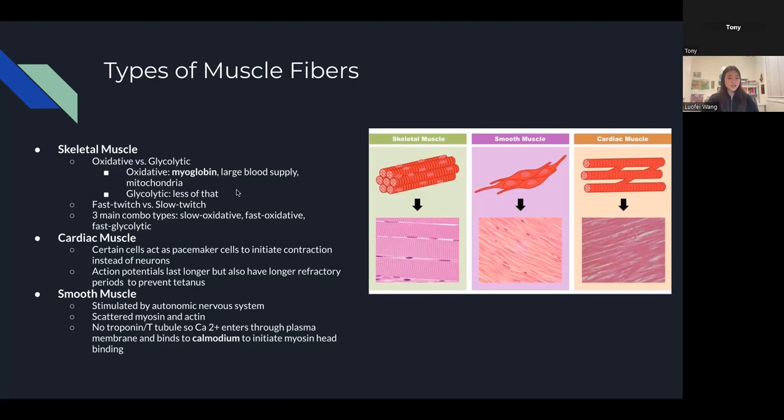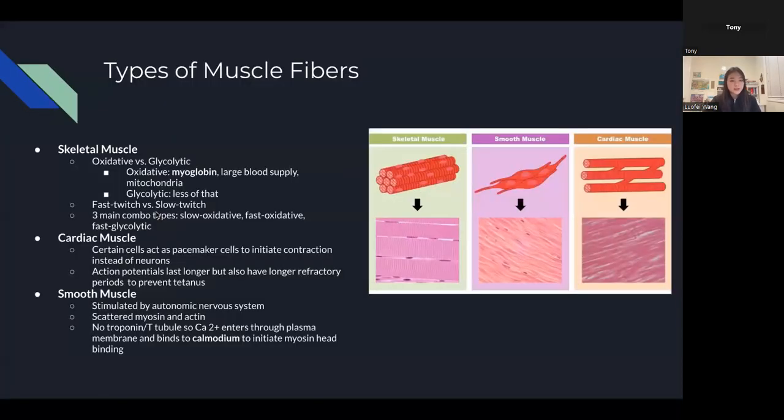There are also fast twitch and slow twitch fibers. So fast twitch fibers twitch really quickly, while slow twitch fibers don't do that as much. There are three main combination types: slow oxidative muscles, fast oxidative muscles, and fast glycolytic muscles. And slow glycolytic muscles don't really exist. Yeah. And in general, glycolytic muscles are a little thicker and can hold more tension than the oxidative muscles.